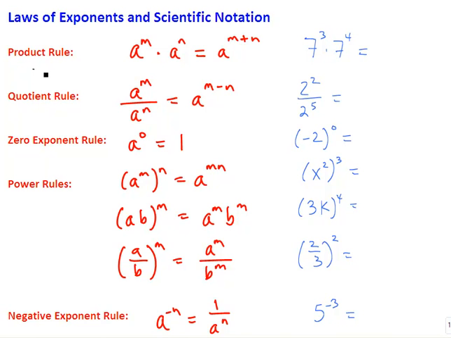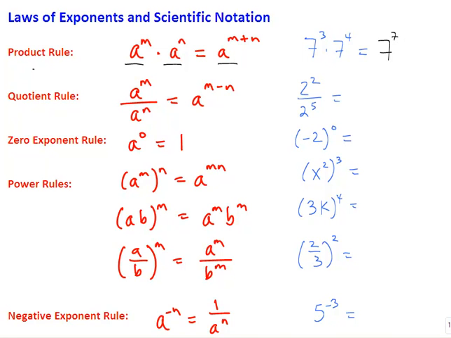What the product rule says is that if you have two things with the same base, then you can add their exponents. So a to the m times a to the n equals a to the m plus n. For example, if I have 7 to the third times 7 to the fourth, that becomes 7 to the 3 plus 4, or 7 to the seventh.